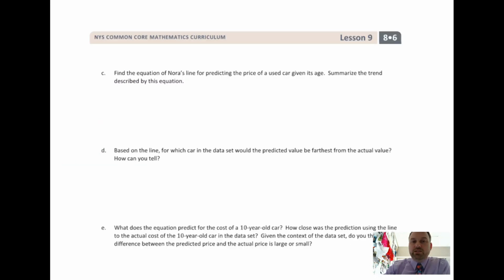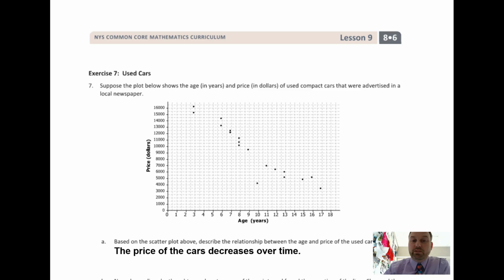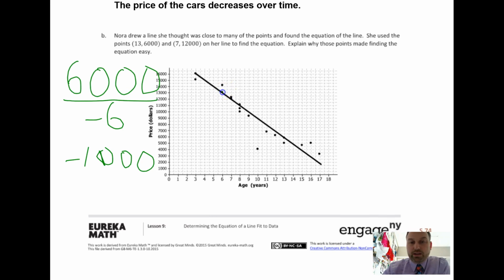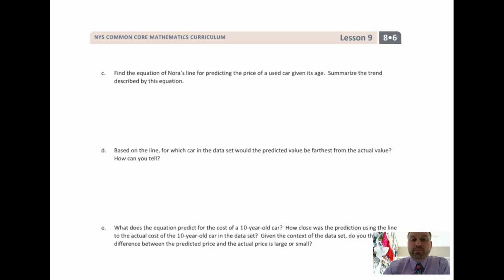Okay, find the equation of Nora's line for predicting the price of a used car given its age. So all you would do at this point, and I'll leave this up to you, would be to pick 2 points, maybe this one and this one, and determine the slope, determine the y-intercept, and get your equation. Okay, we just did an example like that. We've done plenty before. I'll leave that to you to do.